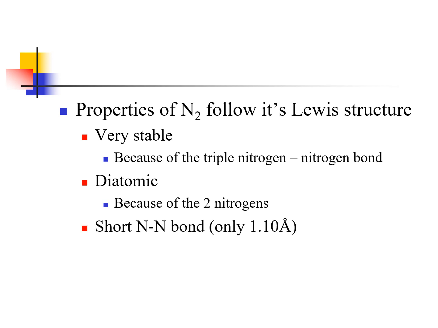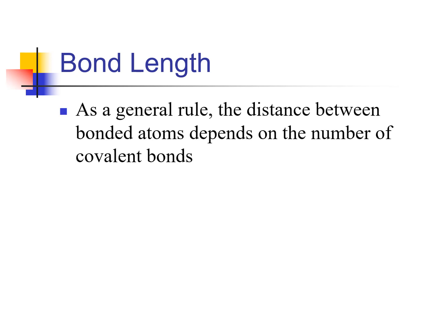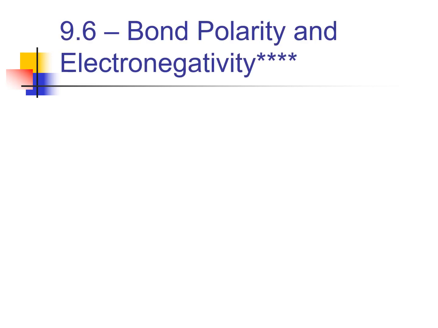And it's a short bond. It turns out, and this is what we talk about as bond length, that the distance between the atoms depends on the number of bonds. More bonds means shorter bond length. So single bonds would be the longest, double bonds in the middle, triple bonds being the shortest.